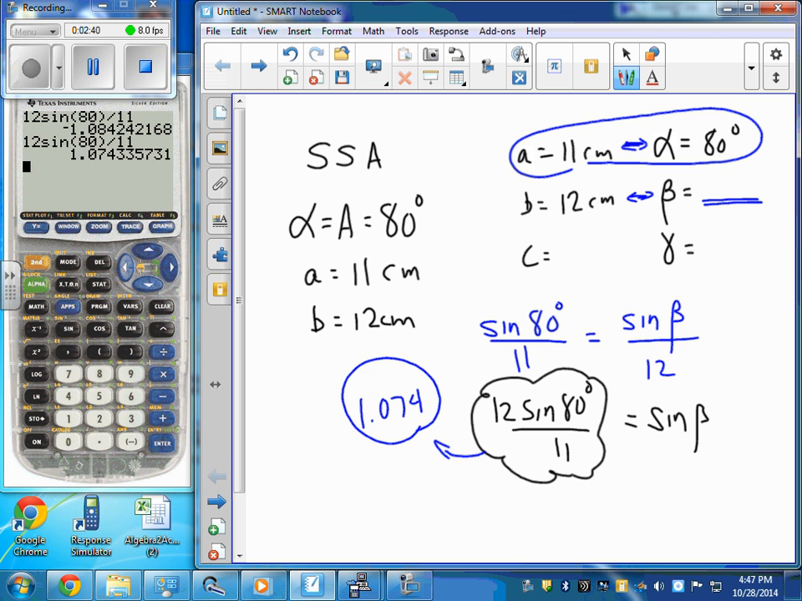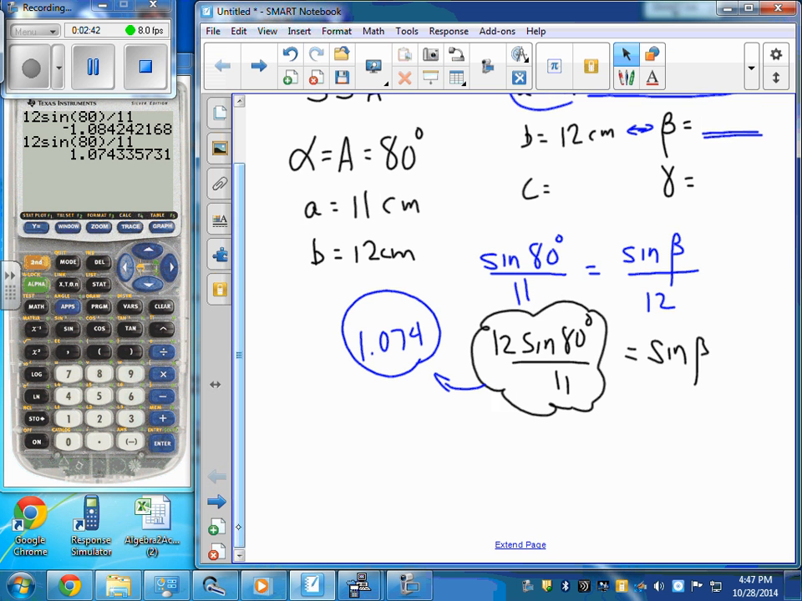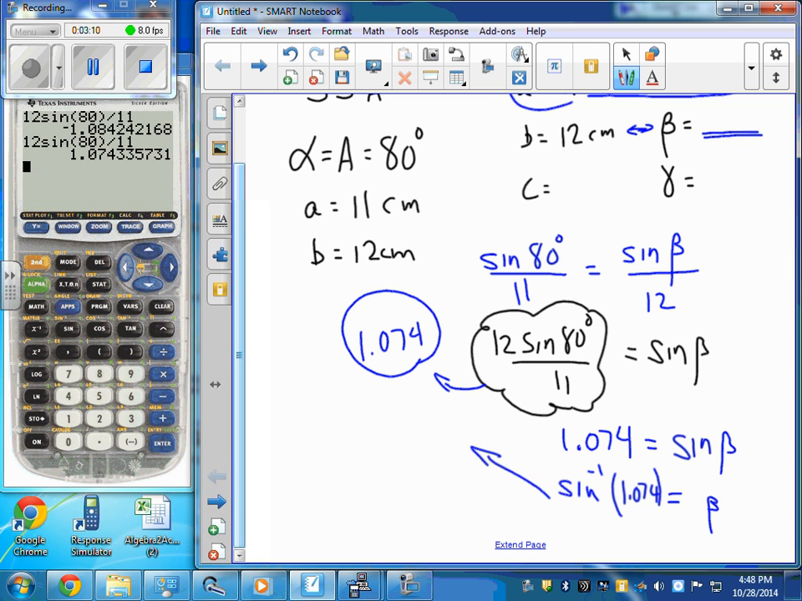Now, if we were to continue working this problem, we would see that the sine of beta is equal to a number larger than 1, and that should tell you right off the bat that this is impossible, because we know that sines are limited between plus and minus 1. If we actually charged into this and asked for the sine inverse, or the arc sine, of 1.074, you would see immediately this is not possible.